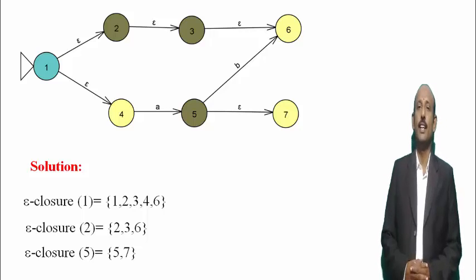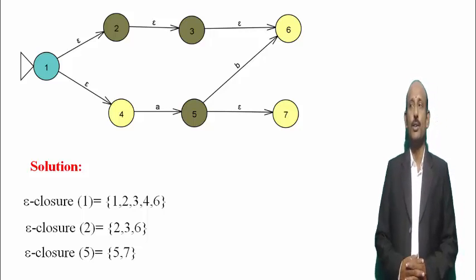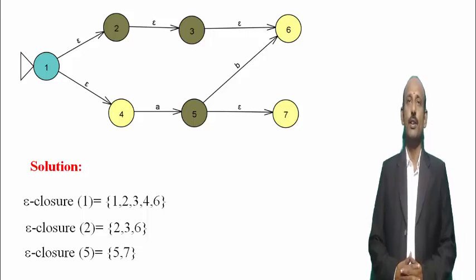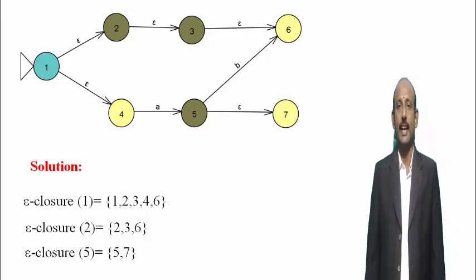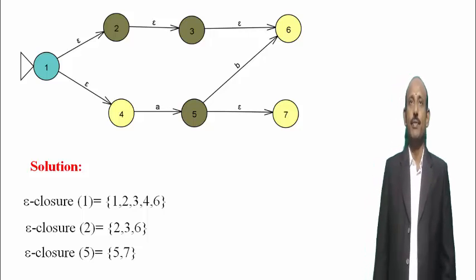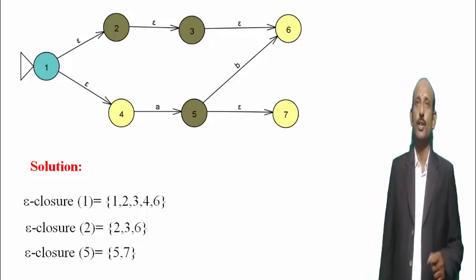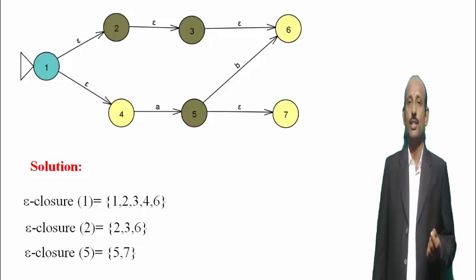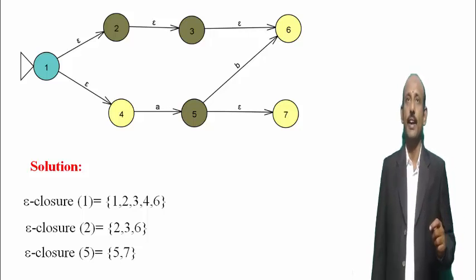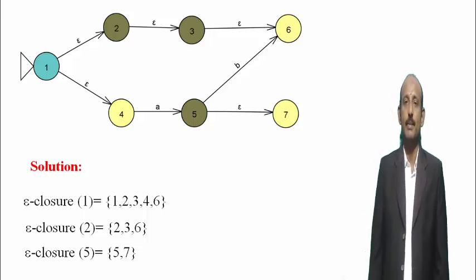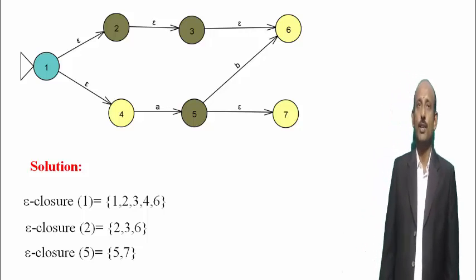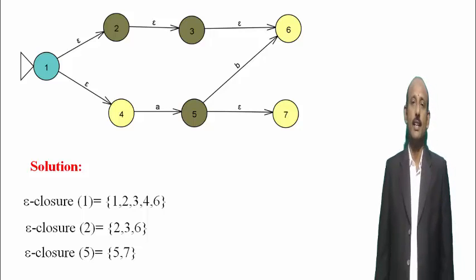And next we can go for finding the epsilon closure of 5. First we have to include the state 5. From the state 5 we have to find the epsilon closure. There is an epsilon transition from 5 to 7, so we have to include the state number 7. So the epsilon closure of 5 contains 5, 7.